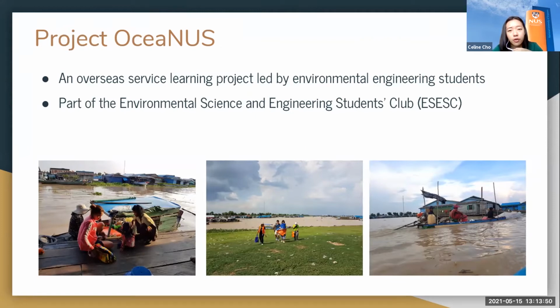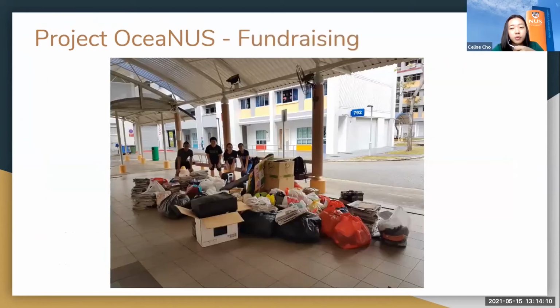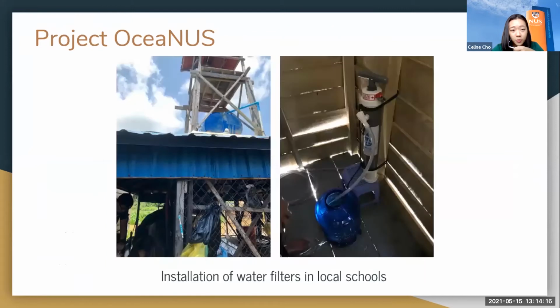However, they had a lack of a stable, clean water supply, and therefore we donated 6 water filters, which allow them to filter water directly from the river. This water filter was from WaterRoam, which Prof. has previously mentioned is a startup by our very own environmental engineering alumni. To be able to purchase these filters, we conducted numerous fundraising activities, such as newspaper collection.